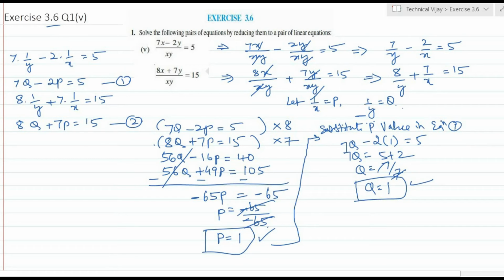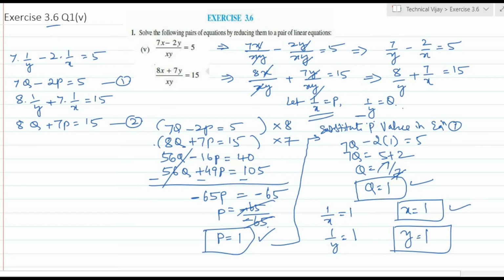Now we will substitute here, because we have assumed that 1 by x is equal to p. So 1 by x is equal to p, which means 1. So x is equal to 1. Here 1 by y is equal to q, and we have assumed q is 1. So y is equal to 1. So here x is equal to 1, y is equal to 1. Okay, we will go for the next one.